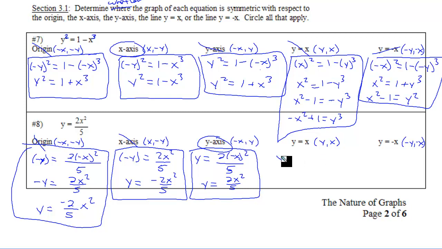Next one, interchange x and y. This one's not going to work either. If you get y by itself, multiply both sides by 5 halves. Square root both sides, you get plus or minus the square root of 5 halves x equals y. Not the same as the original.